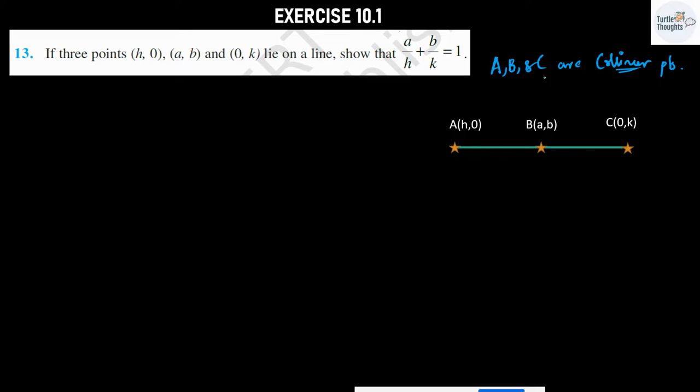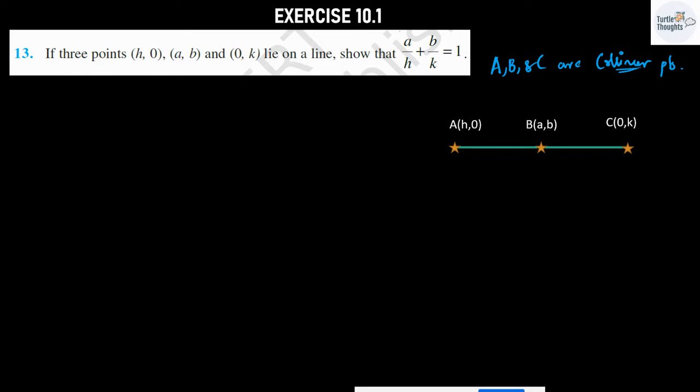And if the points are collinear, can I tell that the slope of AB and the slope of BC should be the same, because AC is the same line, right? AB is just the extension of BC. Yes.